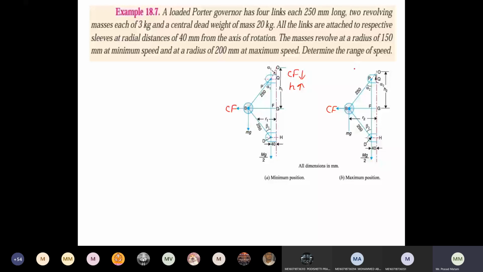Now what about the second condition here? Here the centrifugal force is increasing. Does the height of the governor increase or decrease? Can anyone answer? The height of the governor decreases. Now let us write the given data for this problem.